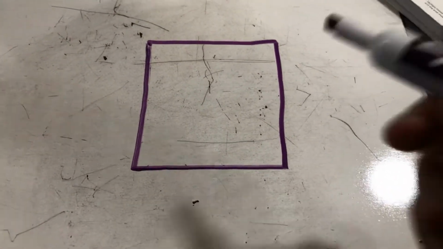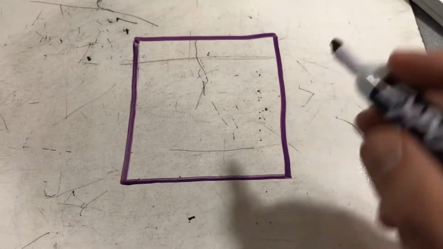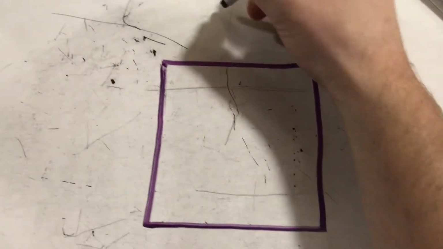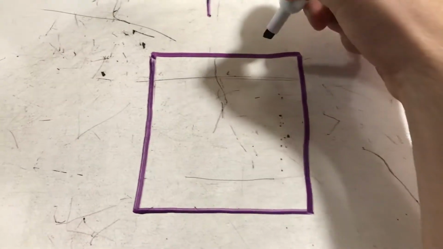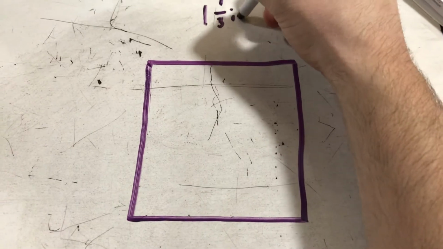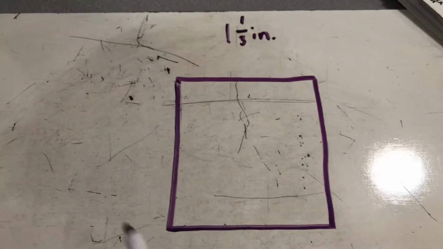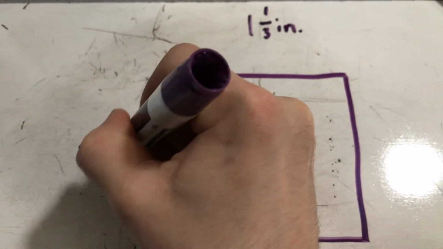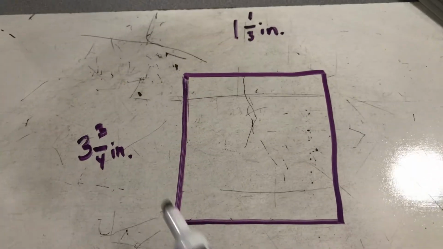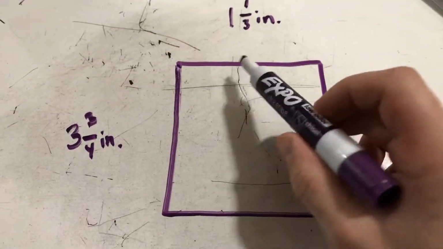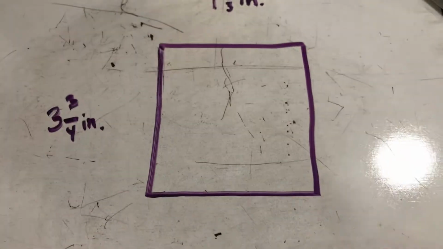All right, so for our first problem, we have a rectangle here, and we're going to do the area model first. And I'm going to show that the length of this rectangle is 1 1/3 inches. And the width is going to be 3 3/4 inches. Now, recall I moved them further away from the actual side because I'm going to break those numbers apart.